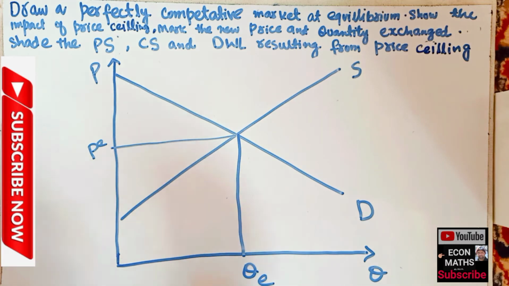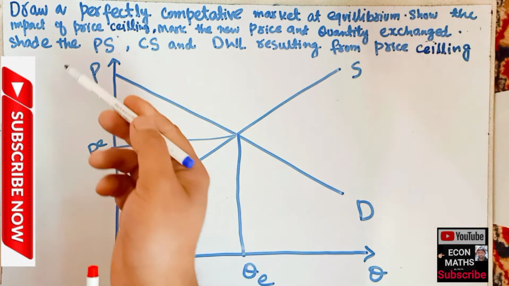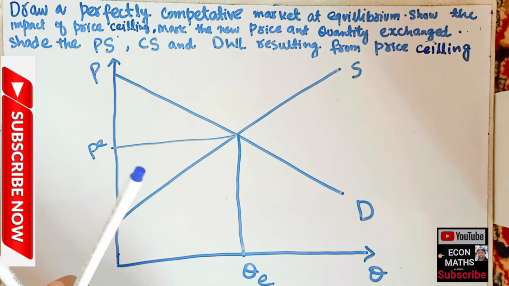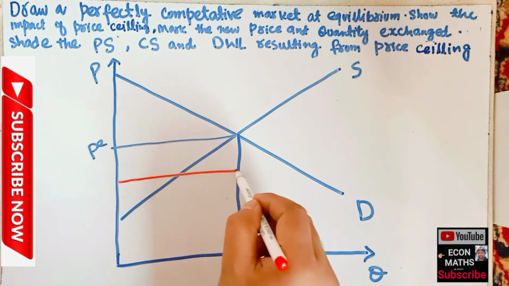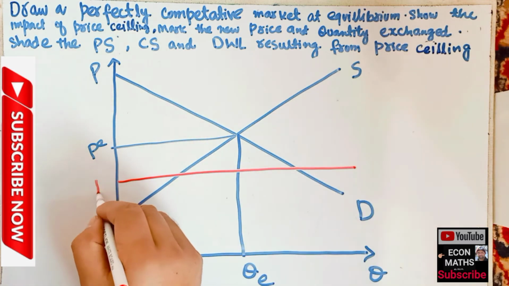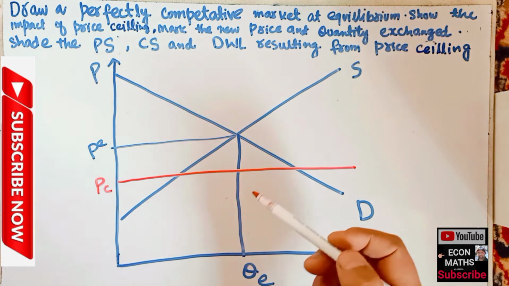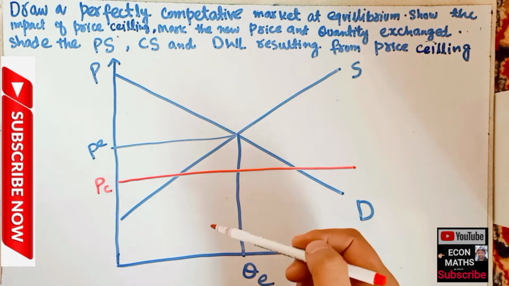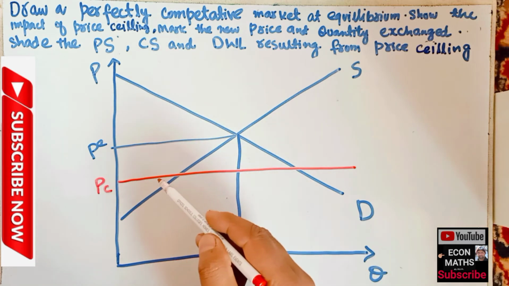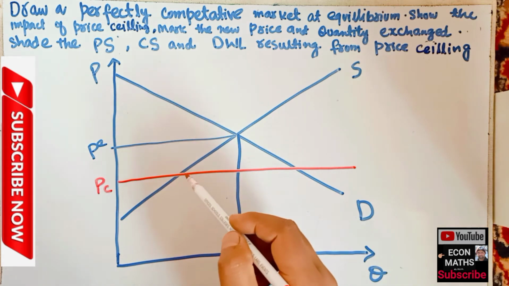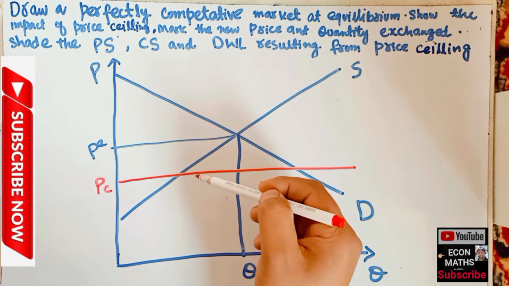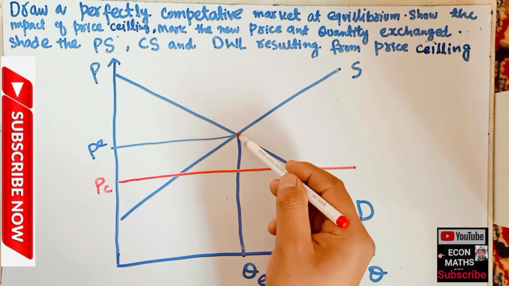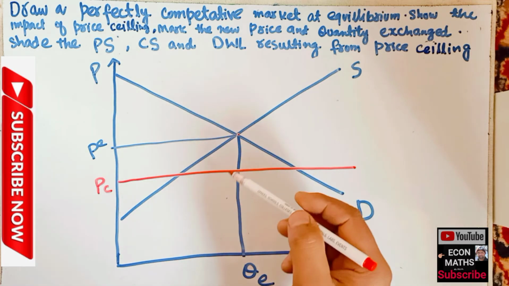After that, we have to show the impact of the price ceiling. Now we draw the price ceiling and mark the price. Let us say this is the price ceiling, which is below the equilibrium price. That is to say, since this price is binding, or effective, it goes below the equilibrium. Equilibrium was this point and it goes below the equilibrium.